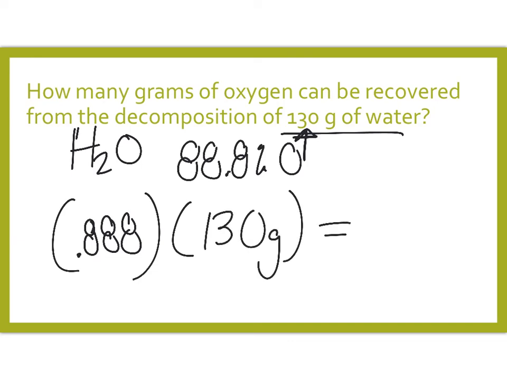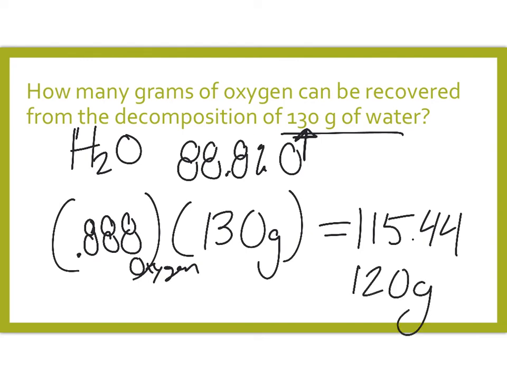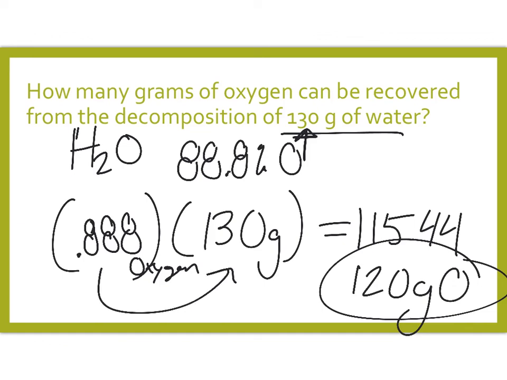So I'm going to apply that percentage to this sample. Okay, so that's my percentage of oxygen. This is my grams total, so 0.888 times 130 is 115.44, and so if I were to round that to sig figs, I'll go ahead and do about 120 grams of oxygen would come from that size sample of water. So your percentage can be applied to the sample you have at hand, okay? But in order to do that, I do have to put it in decimal form, so don't forget about that.